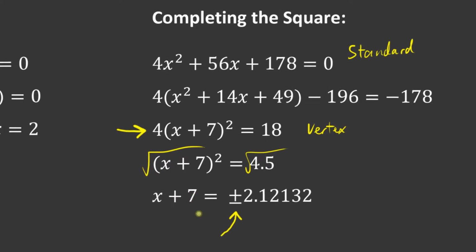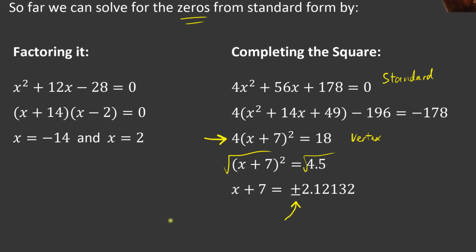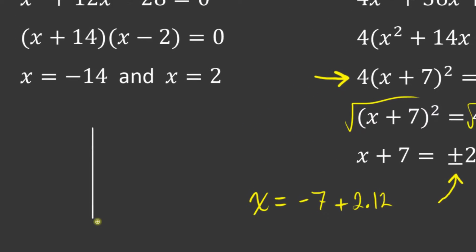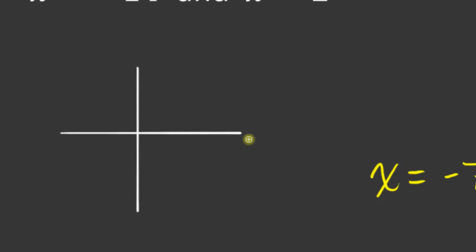In this particular example, what I'll end up with is x equals negative 7 plus that 2.12, or I'll have x equals negative 7 minus that 2.12. This adding and subtracting the same value is what I want to focus on. When we have a parabola, let me just draw a Cartesian plane, a fake Cartesian plane, and I'll just draw a fake parabola right here.